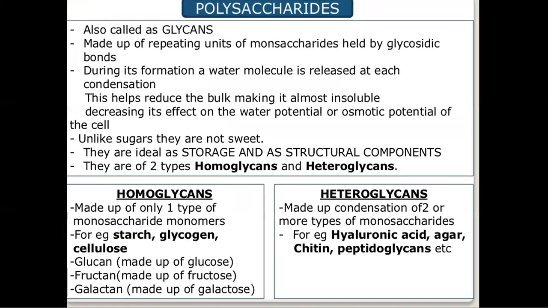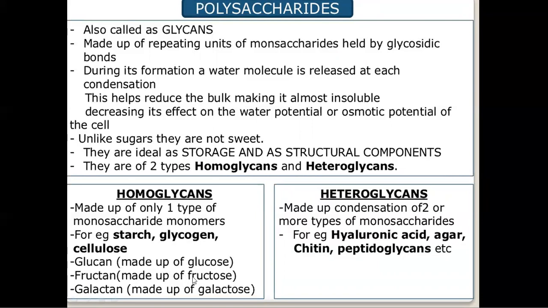The next one is polysaccharides. These polysaccharides are also called glycans. These glycans can be divided into two parts: homoglycans and heteroglycans. Homoglycans are made up of one type of monosaccharide monomer. For example, if all glucose monomers are held together, forming a long chain polysaccharide, then it is called glucan.